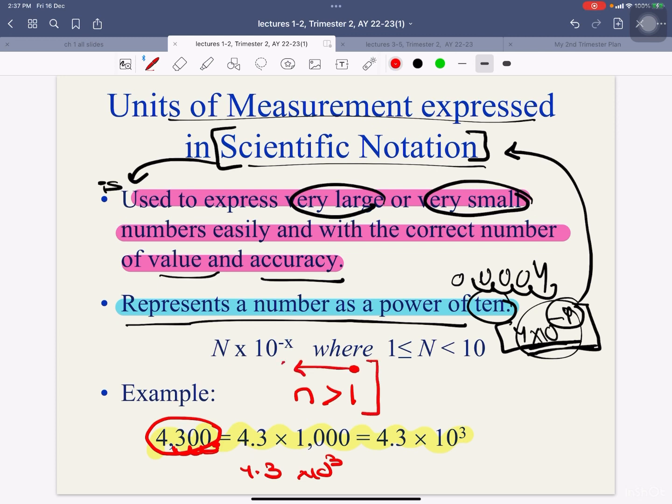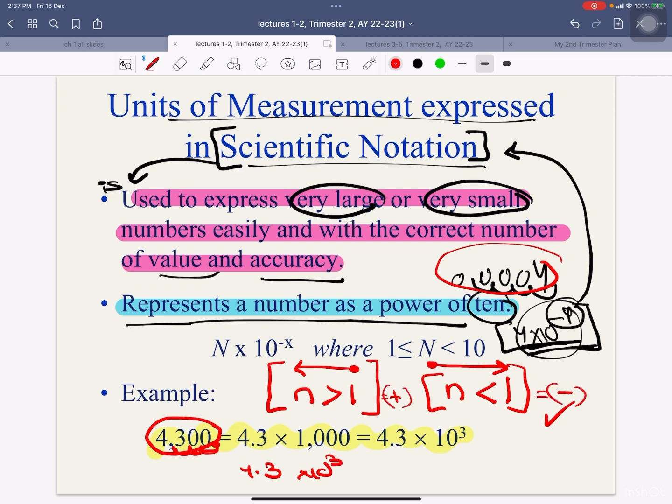Let's put this in mind. Okay, if the number is smaller, like here, so if the number is less than 1, we'll start counting from the decimal point to the right. Okay, let's have this in mind. Here the power will be positive, here the power will be negative. Okay.